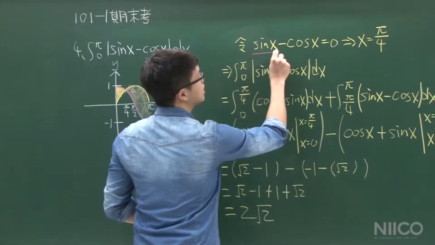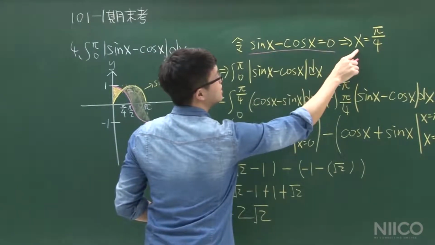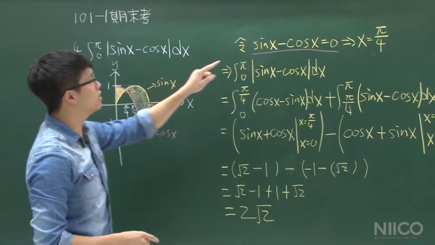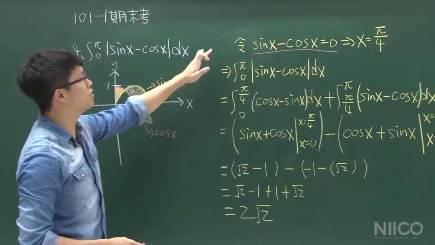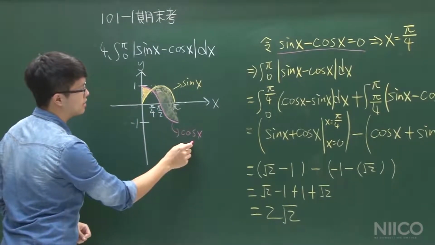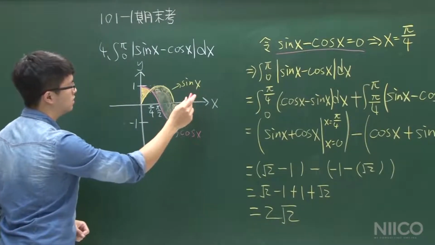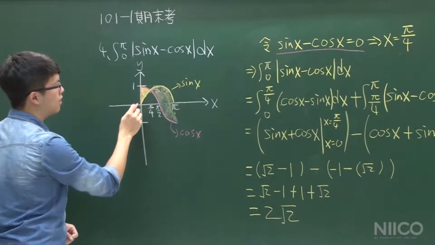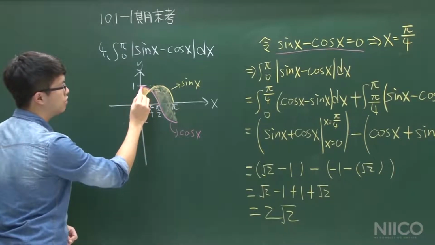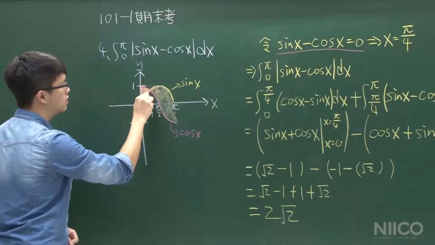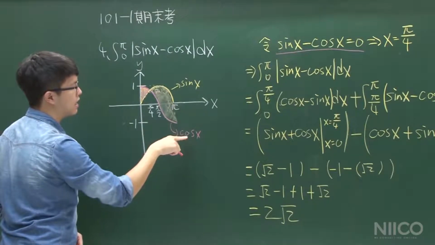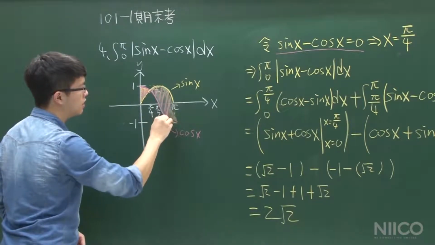We want sine x minus cosine x to be equivalent to 0. So we can see that x equals pi over 4. So we can split this integral into two parts. The first part is from 0 to pi over 4, and the second part is from pi over 4 to pi. You see when x equals 0, sine x minus cosine x is negative. So the first part is the integral of cosine x minus sine x with x from 0 to pi over 4. On the other hand, with x equals pi, we see that sine x minus cosine x is actually positive. So the body of the second integral would be just sine x minus cosine x, and x is from pi over 4 to pi.